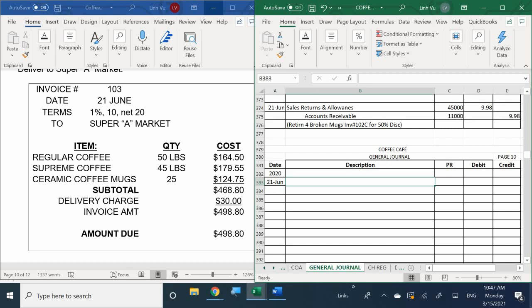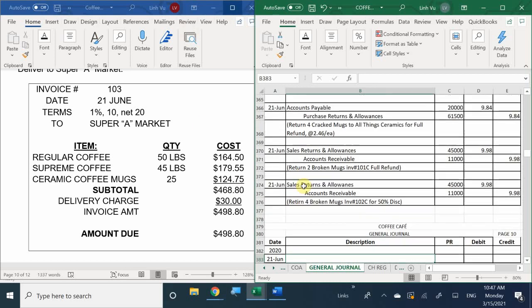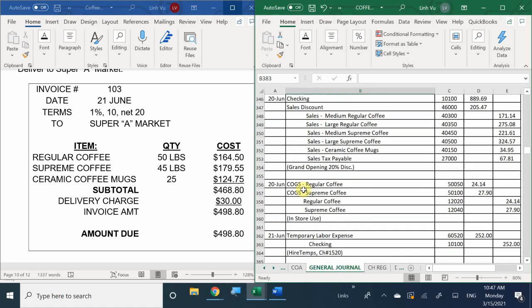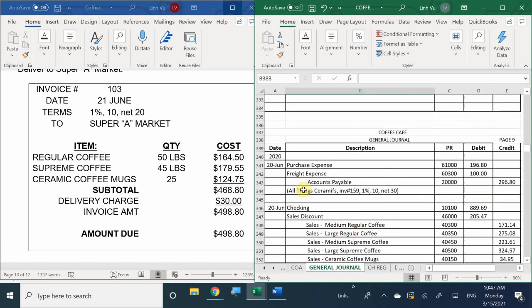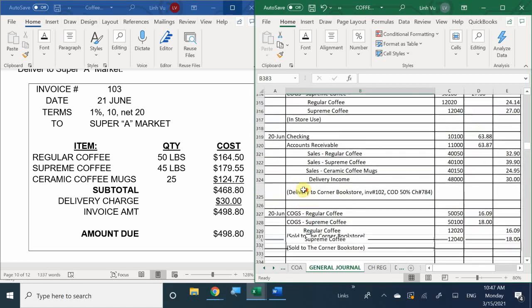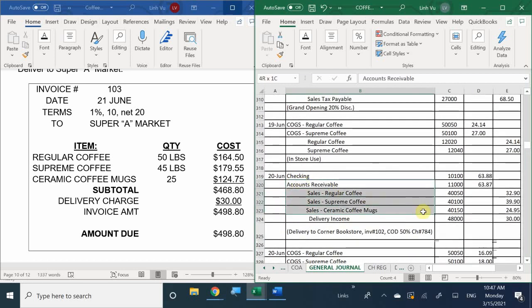We sold them regular coffee, Supreme coffee, and coffee mugs. Okay, good. Anything else on here? Did they pay us? The terms? Do they owe us? What is this? Okay, those terms. It's receivable. So we're going to have an accounts receivable, and we're going to have the rest. I'm going to look up for one right here. Perfect, accounts receivable.